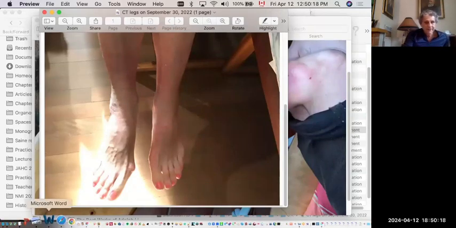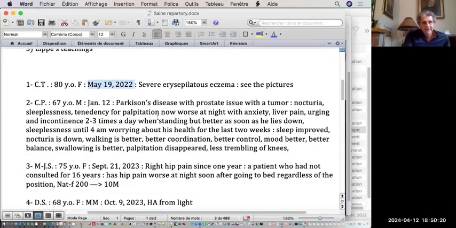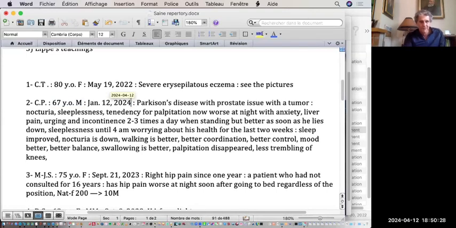Okay, let's look at another case. The case of a patient that is a male, 67 years old with Parkinson. We're talking about 2024 here, so recently. Parkinson, and with a prostate issue. In other words, there's a tumor there, but we don't know what the tumor is because he refused the biopsy.